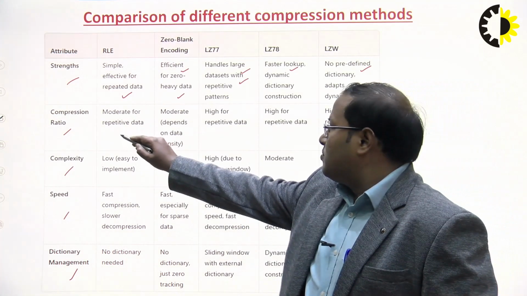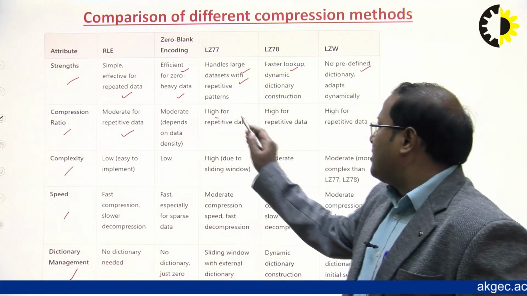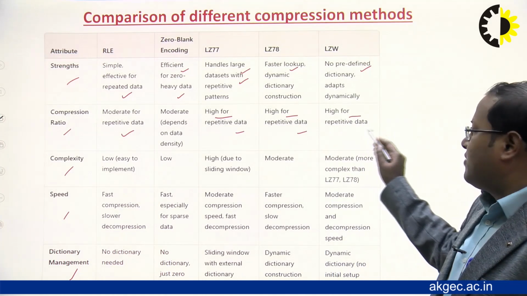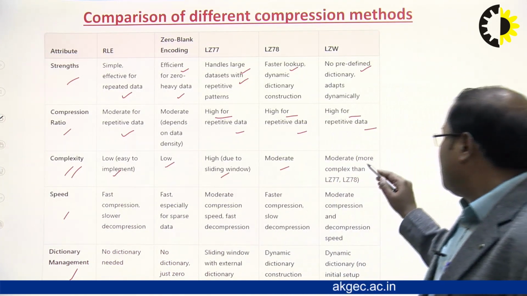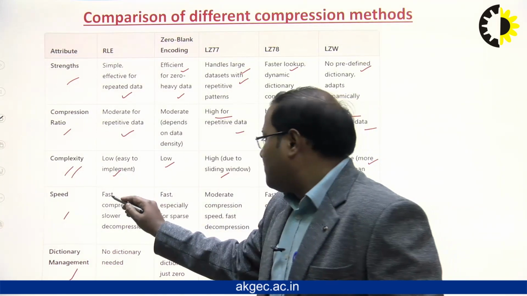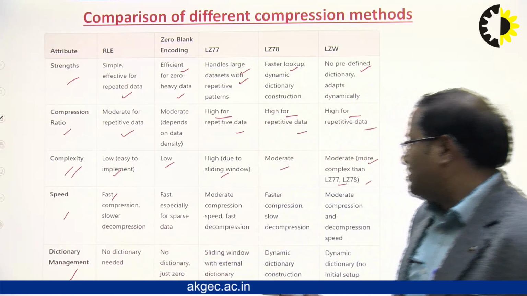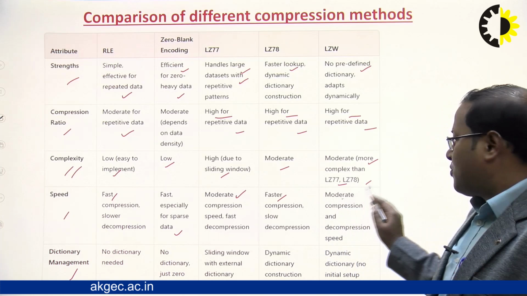Compression ratio: moderate for repetitive data, moderate, higher for repeated data. Complexity: low, low, high, moderate, and LZW is more complex than LZ77 and LZ78. Speed: fast, slower compression, fast especially for sparse data, moderate, faster and moderate.